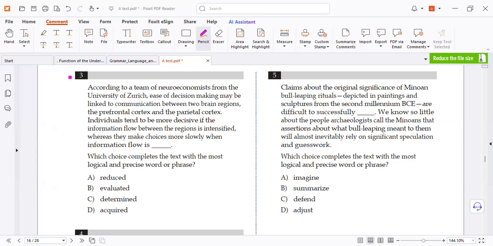Reduced. Did you know? I need the way of thinking. Number one, it's like getting the opposite. Intensified, the opposite would be reduced. But wait, where is the opposite? So your answer is the opposite too. It's reduced. That is right.